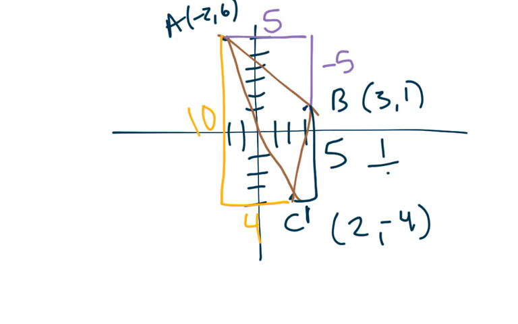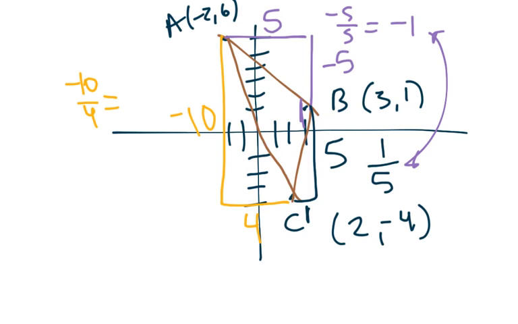Slopes would be 1/5 for this one, negative 5/5, so negative 1 for that one. These are not opposite reciprocals, so I know that that's not a 90-degree angle. Okay, then negative 10/4, which would reduce to negative 5/2, which they're close, but not quite. So we don't have any 90-degree angles, so we're going to have to go through that whole darn process again.